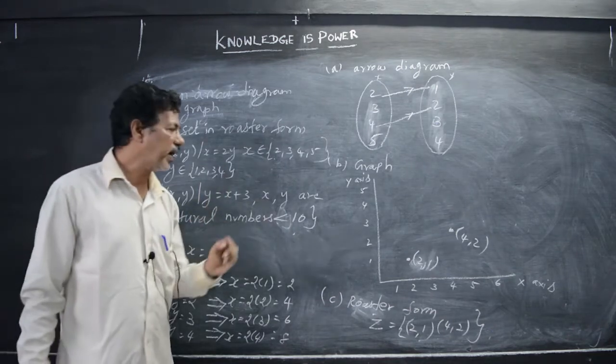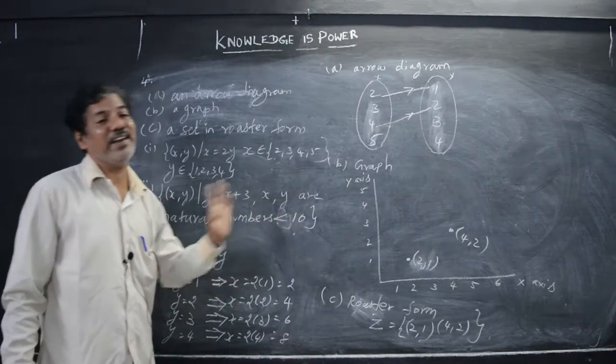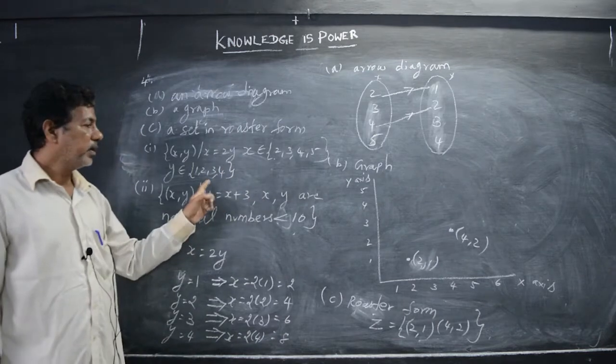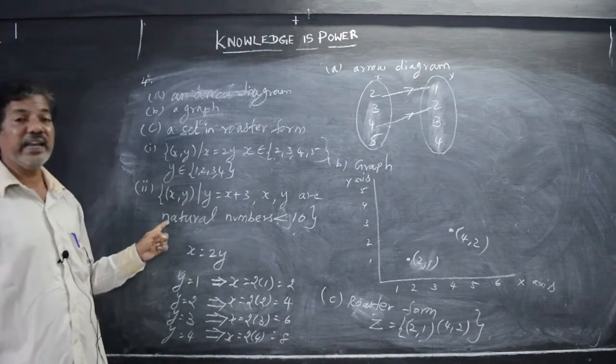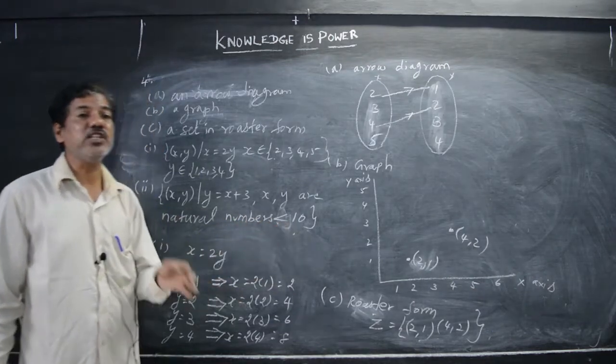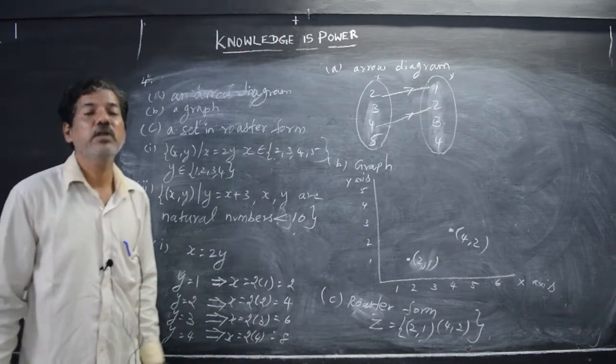But what is the condition there? Natural number less than 10. They don't give numbers like this; instead they give it in words. Natural number less than 10 means you have to take 1 to 9.